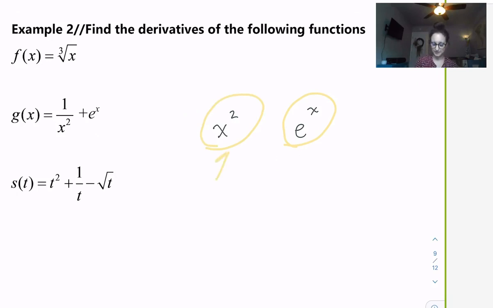So for something like this, I would use power rule, where I would fly the 2 to the front and then drop the power. And then how would I take the derivative of e to the x? Yeah, it's the best function ever. Its derivative is e to the x, okay? All right, so let's go ahead and start with f of x over there. So f of x is the cube root of x. Okay, so I first need to rewrite that as x to what power? X to the 1/3 power.